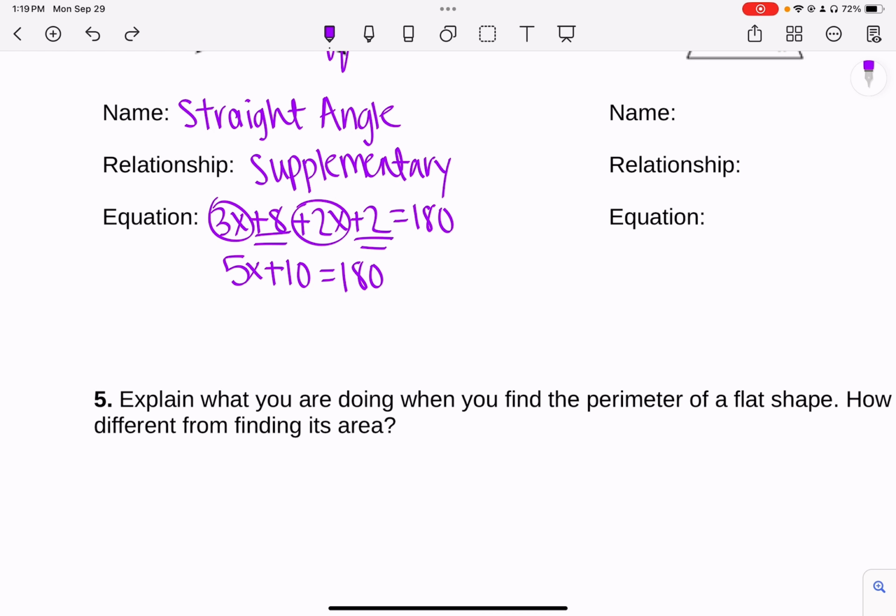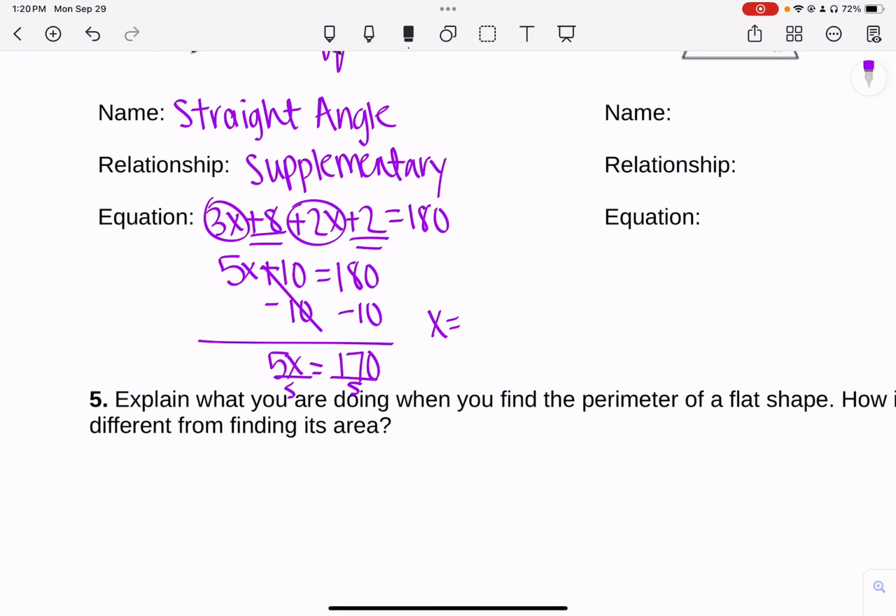So then we're going to continue to solve. So minus 10 on both sides to get the 10 over to the 180. So now it's 170 and then equals 5x. So I'm going to divide both sides by 5 to get x. So 170 divided by 5 is 34.